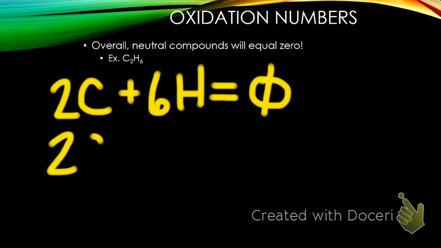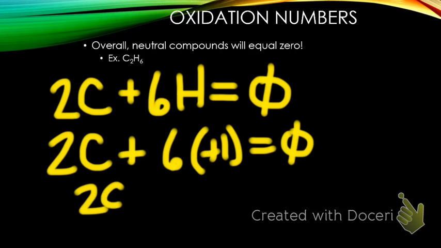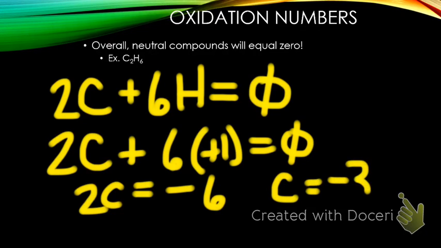So this is simple algebra. 2C plus 6 times a +1 is equal to 0. So therefore, 2C is going to be equal to -6. You divide each side by 2, and we have the carbon has an oxidation number of -3.